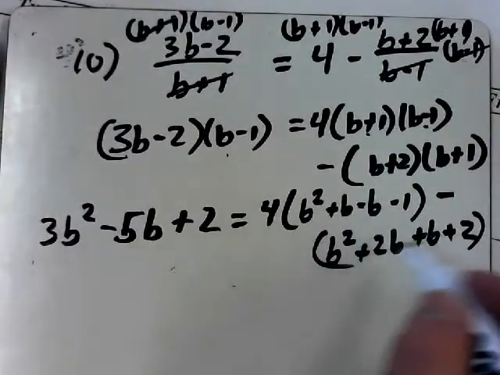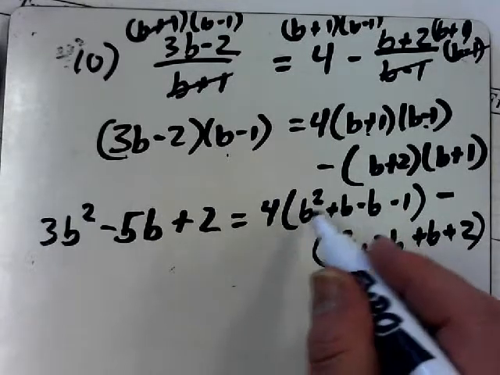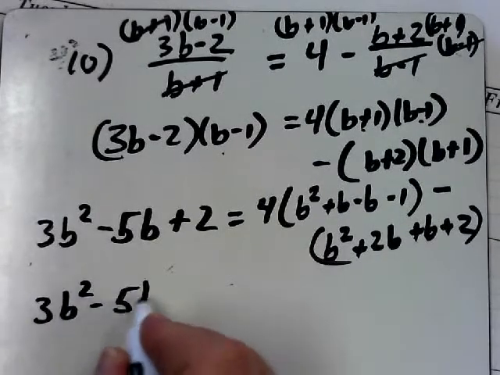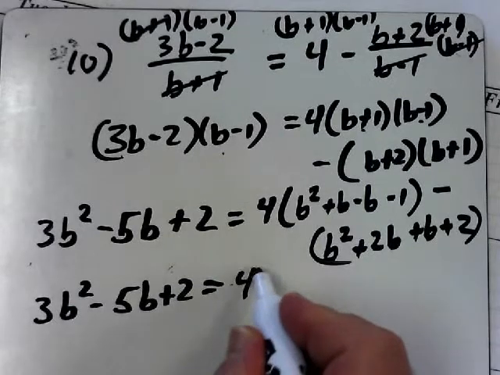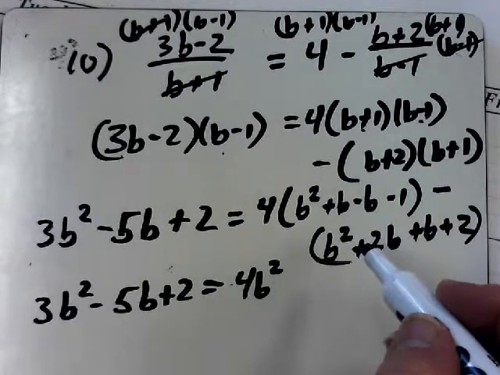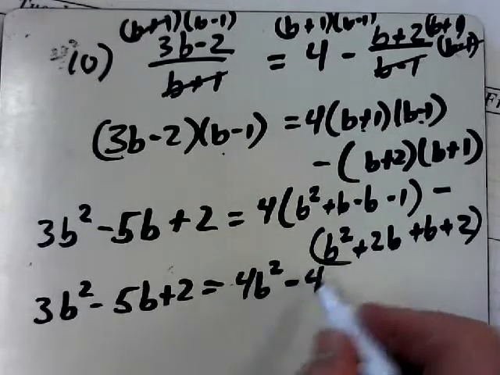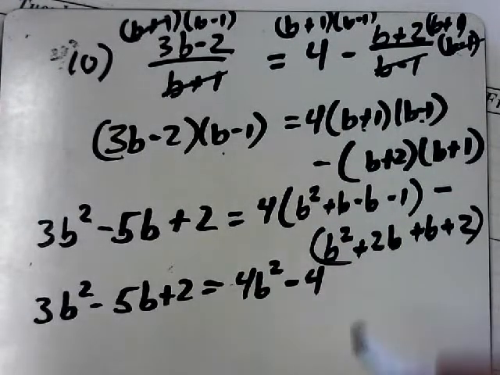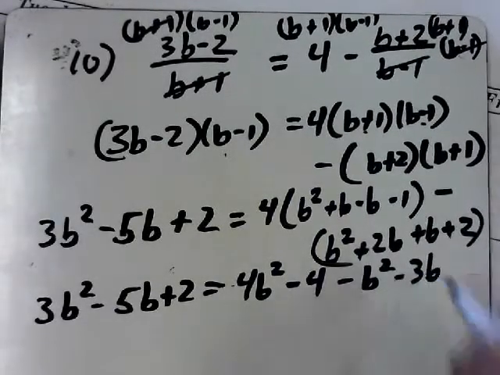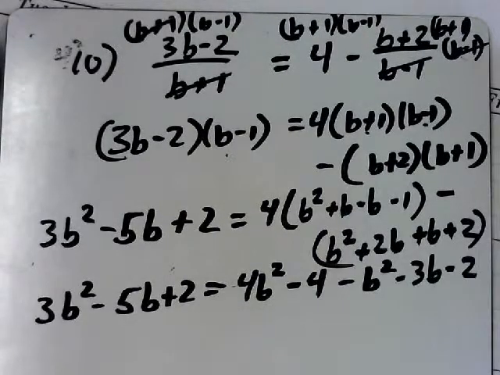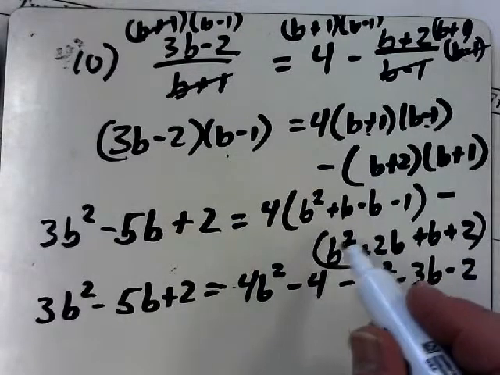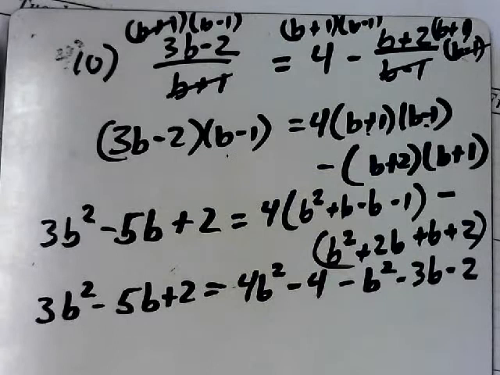So can I simplify anything over here? First I'm going to have to do distributive property, aren't I? So I'd have 3b squared minus 5b plus 2 equals 4b squared. Well, this b and this negative b are going to add up to 0, aren't they? So they drop out. Minus 4, because 4 times negative 1 is negative 4. Minus b squared minus 3b minus 2. Where did I get the 3b? 2b plus b is 3b. Multiplied by the negative 1 gives me a negative 3b.